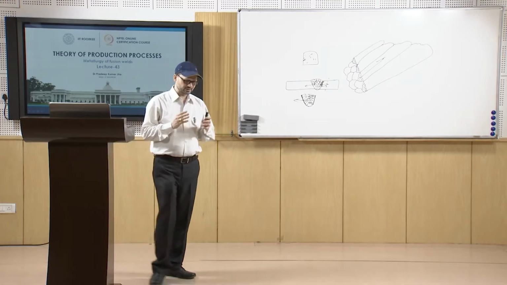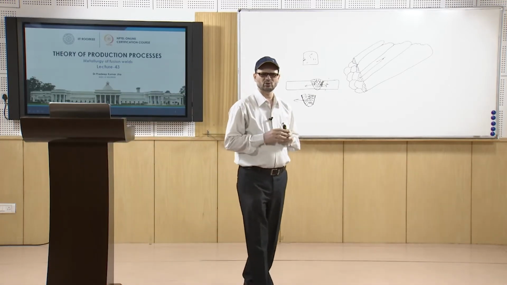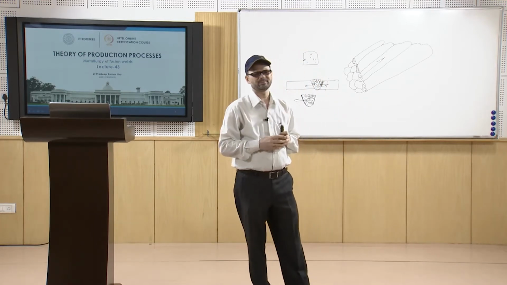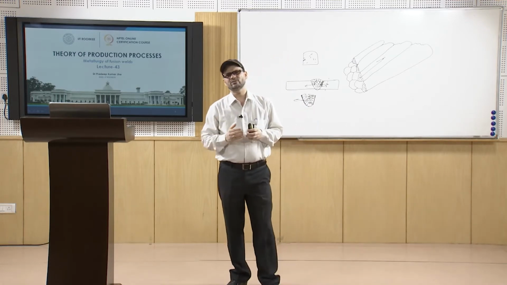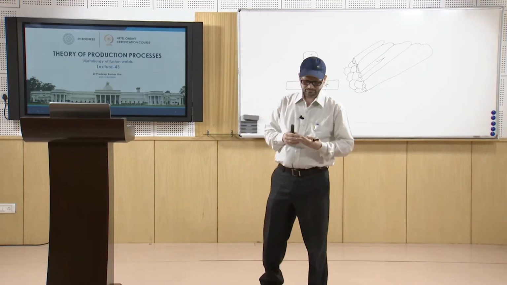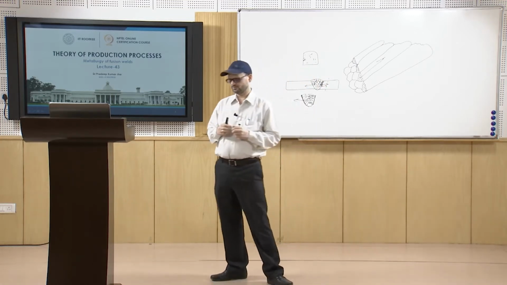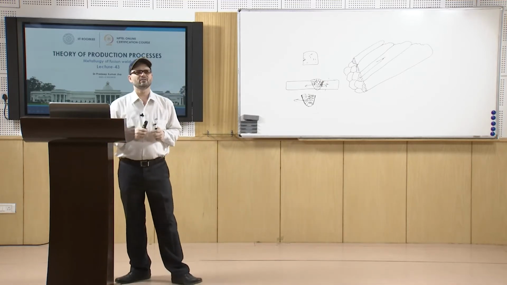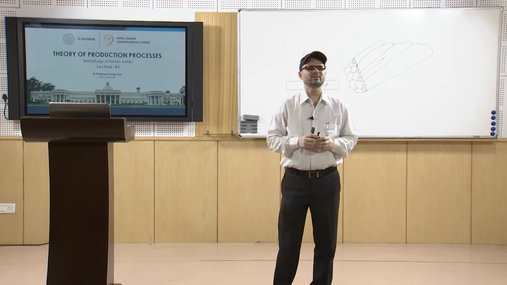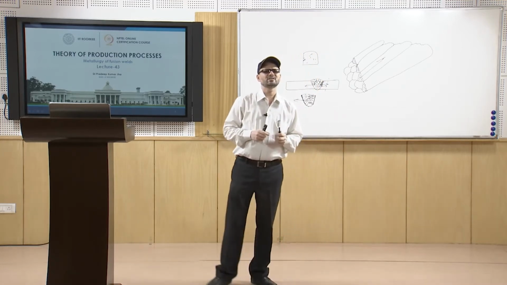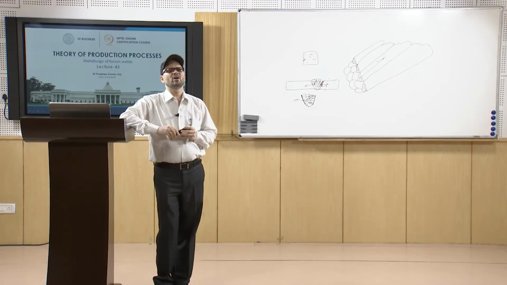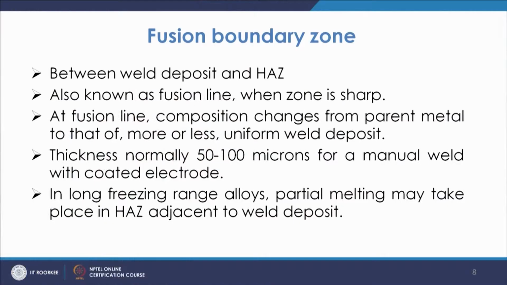As we discussed, you have a zone which is the weld metal zone, which is completely melted and then gets cast, gets solidified, and on the other side you have a zone which is the heat affected zone, where the microstructure is affected because of the thermal treatment of the material. That is known as the heat affected zone. Now, in between the weld deposit and the heat affected zone, you have a zone that is known as the fusion boundary zone.